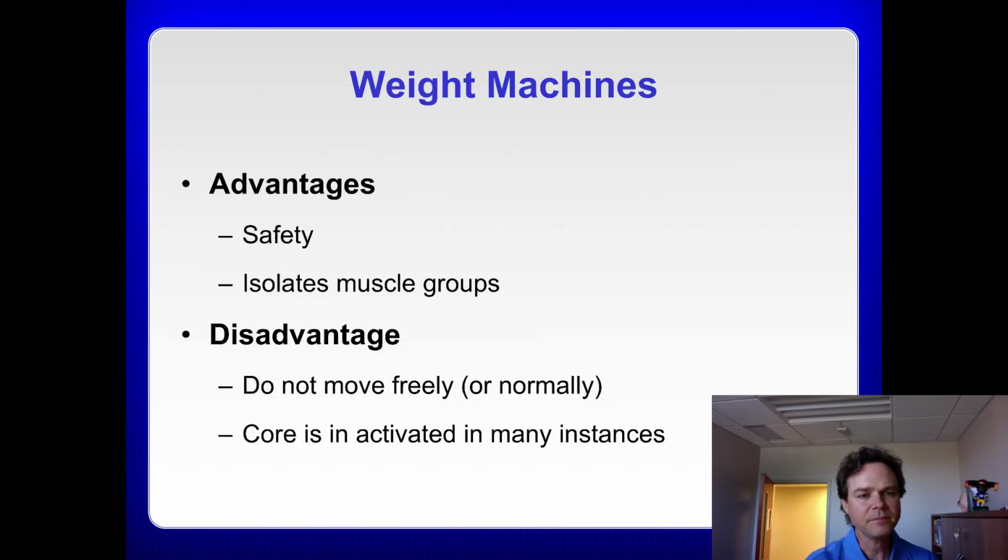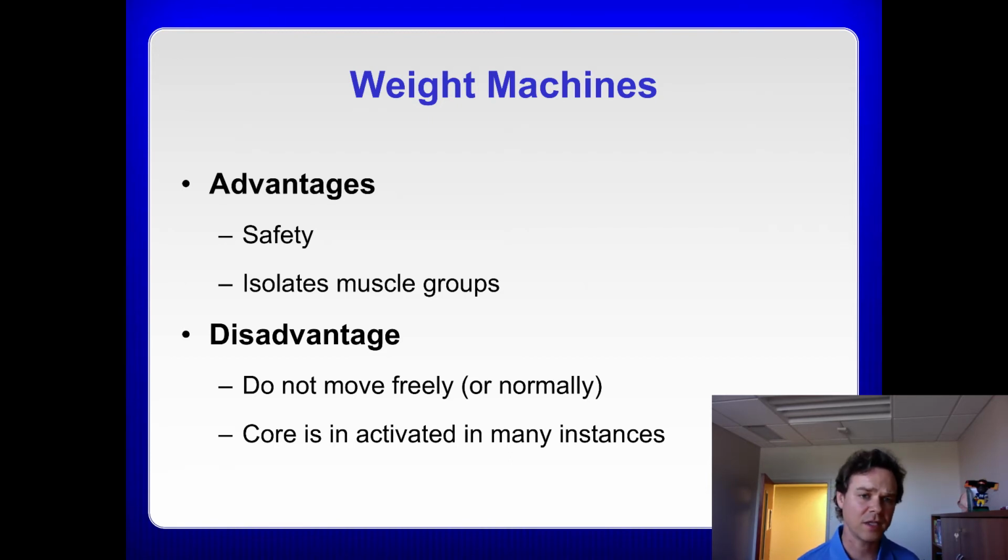Weight machines. I'm not a fan of weight machines, but they are safe. They do isolate muscles. There's instances where that is something you might want to do, especially in a rehab type setting. That might be something that's useful. Disadvantages: you do not move freely or normally, and the core is not activated in many instances. So you're not really engaging the core, or you're not engaging the core nearly as much as you would, because it's in a fixed plane, than you would be if you're using some sort of free weight or just moving freely.